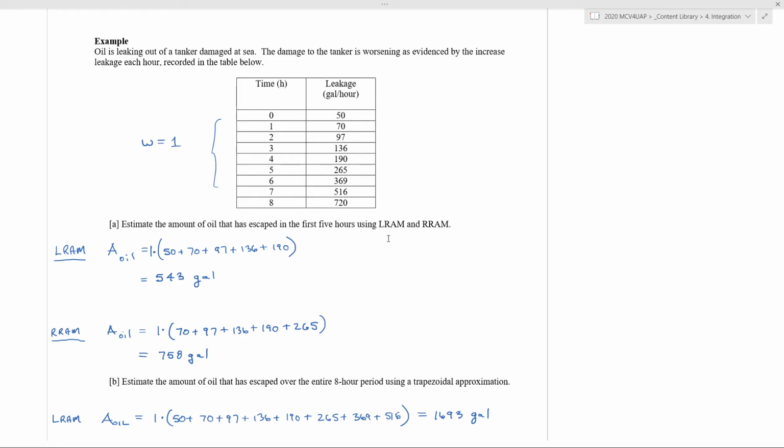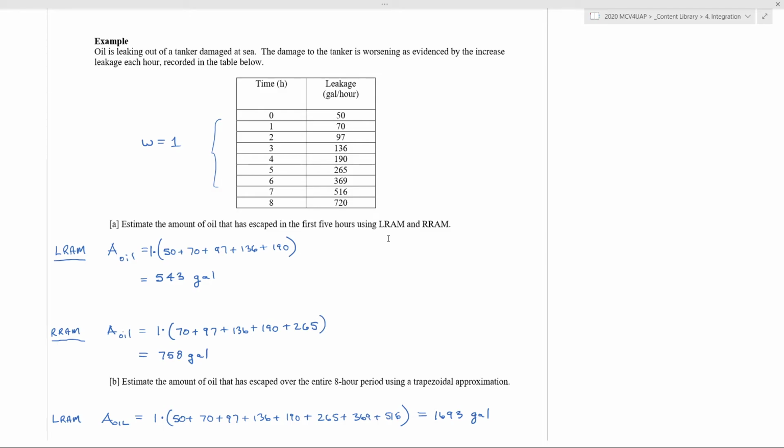Part A says estimate the amount of oil that has escaped in the first 5 hours using LRAM and RRAM. So look at the table and you can see the units are gallons per hour. So we're finding the area under a rate function. We're going to take gallons per hour and multiply it by hours. That's going to give us gallons, which is the volume.